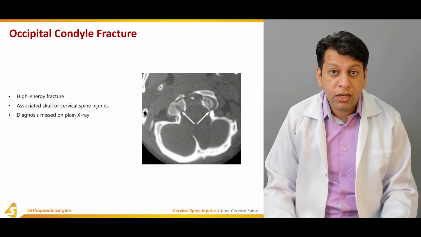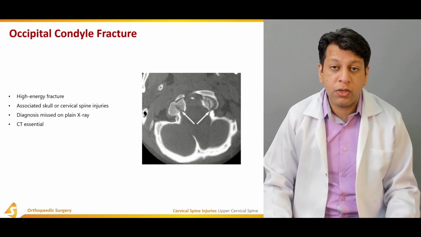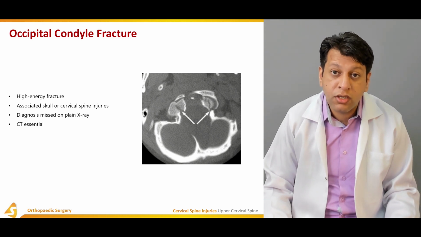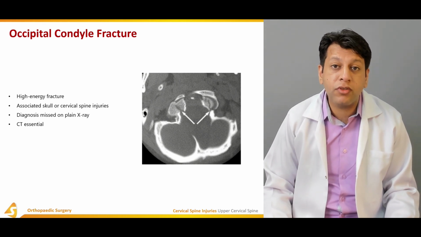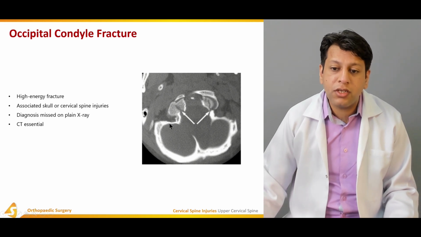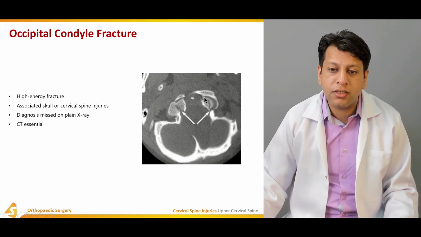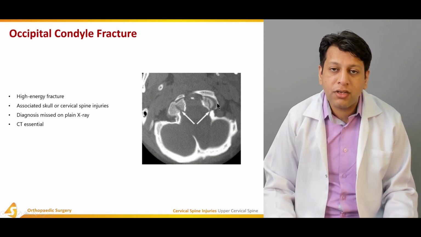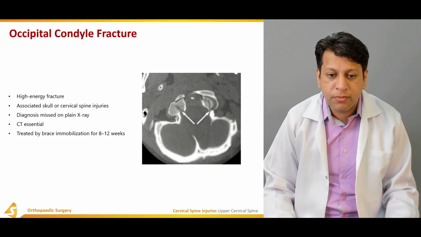If that is so, we may need to get a CT scan as well, and CT scan is really essential to rule out the exact injury of the occipital condyle fractures. This is a CT showing a coronal view, and you can appreciate that the occipital condyles are actually fractured on both sides as well. On an X-ray, they may not appear fractured at all.